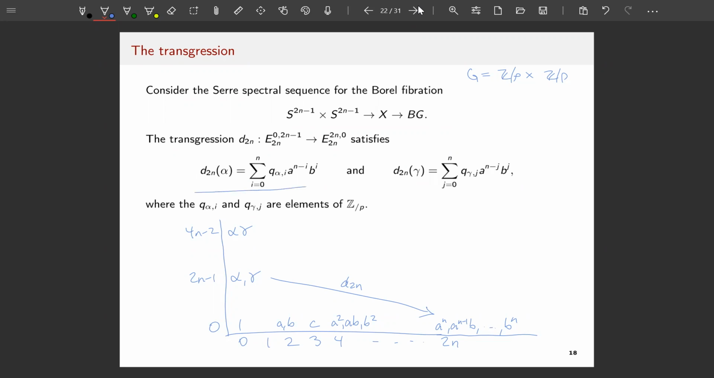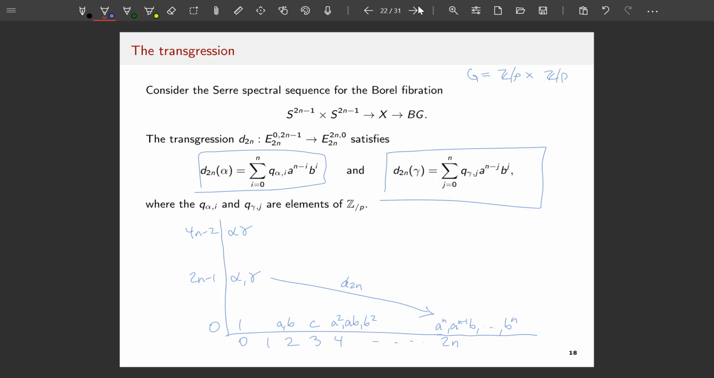So that's what this says. There's some coefficients on that, and the same thing for gamma. And so this particular differential right here is called the transgression, and ends up being really important. And so we have these coefficients.